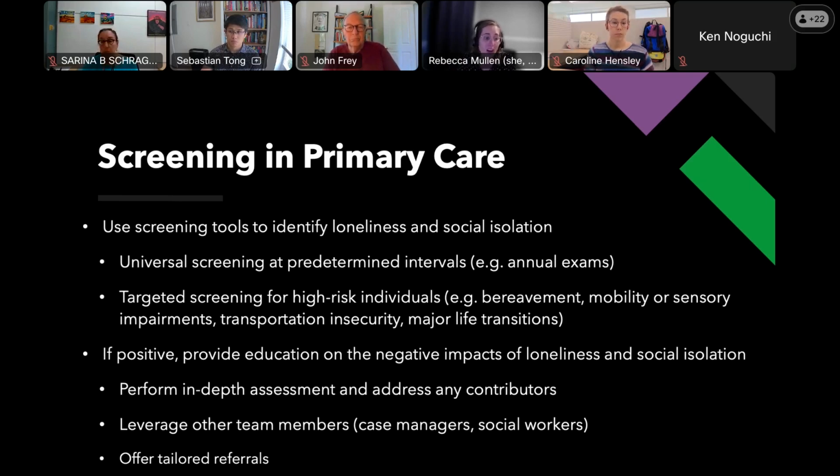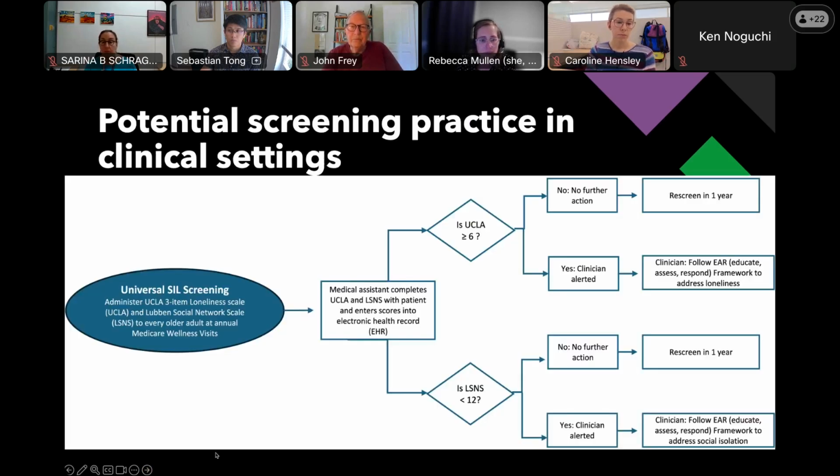And let us not forget our other very valuable team members, which Sebastion will talk more about as well: our case or care managers, our social workers, and obviously our behavioral health folks, which are an intervention within themselves, but they can also help perform this further in-depth assessment and then tailor the response based on what they learn, and then offer tailored referrals and response. Next slide. And I will just end with this example screening practice in clinical settings.